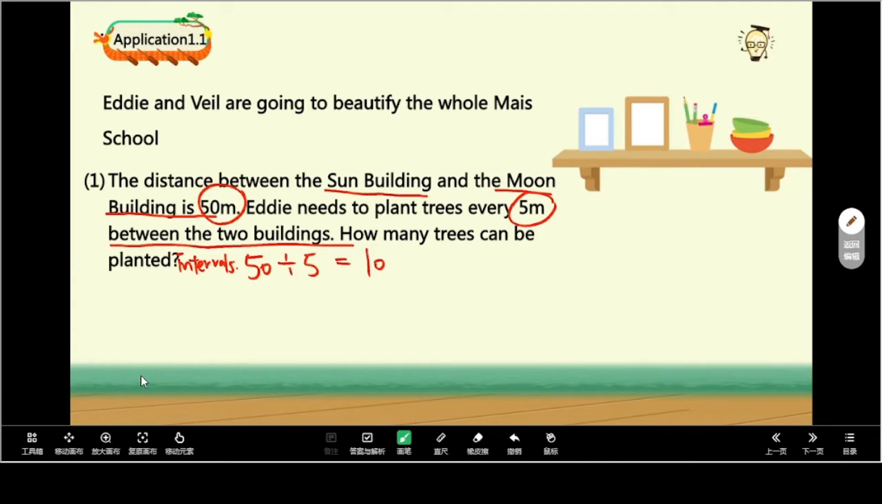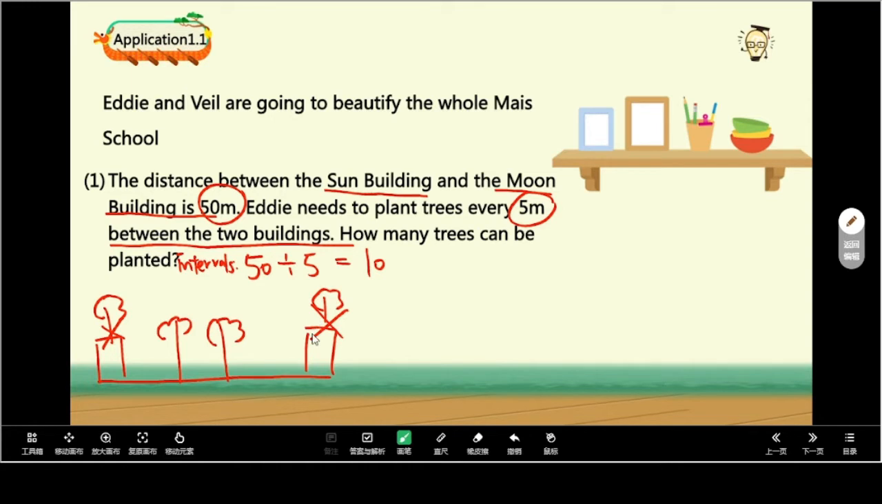So let's draw a diagram together. Here is a road and here is a building, and this is a building here. Okay, and some trees are planted here, right? But can we plant any trees here? Oh, Eddie planted a tree here. Can he? No. Why? Because he can't plant a tree on the top of the building.